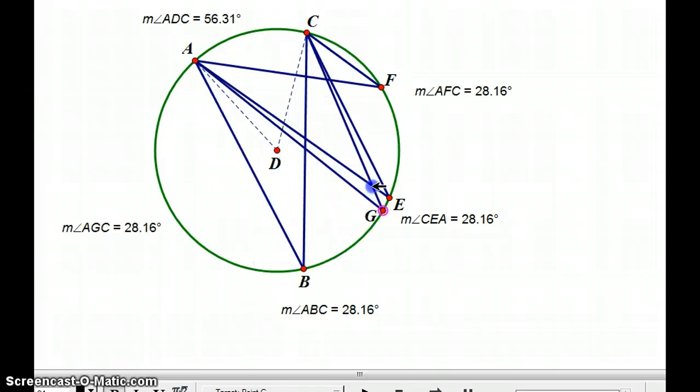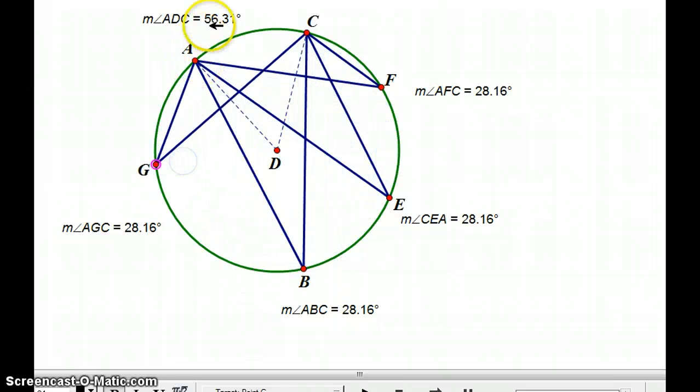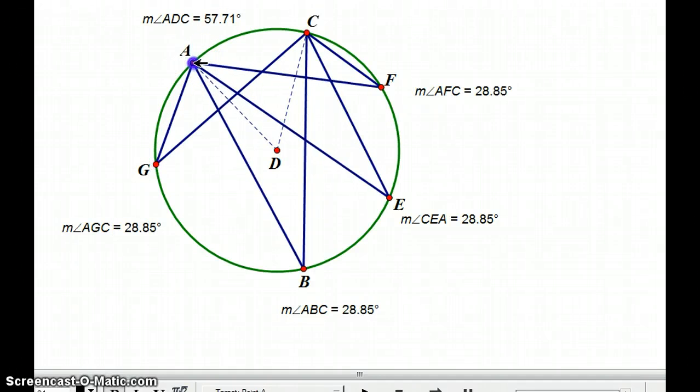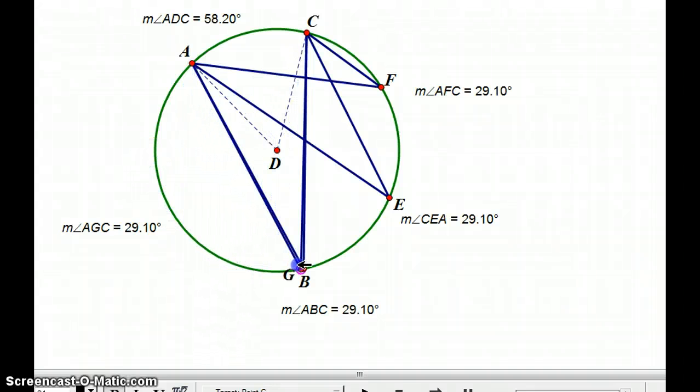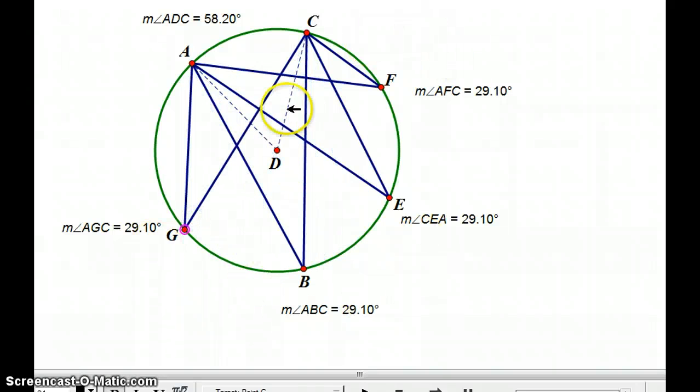But no matter where you are on this circle, if it intercepts a 56.31 degree arc, it doesn't look like it's exactly half. It's because of the rounding. Let me get an even decimal. If it's 58.2, then the angle at the other end of the circle should be exactly 29.1. You can see that for all these.